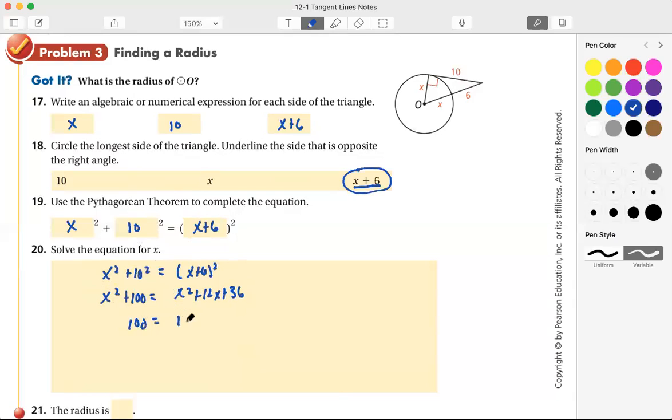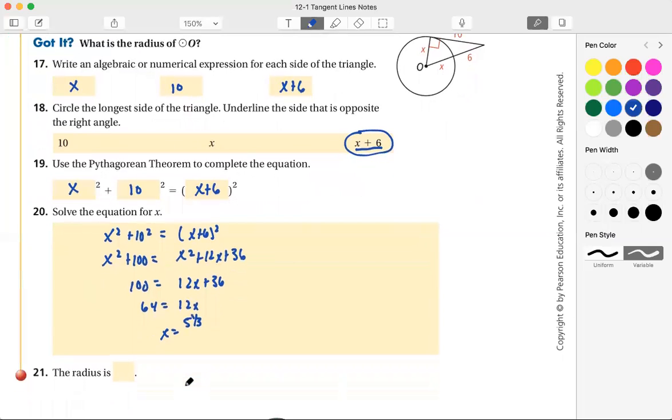So we have 100 equals 12x plus 36. Subtract 36 from both sides. So 64 equals 12x. And we're going to divide by 12. So x equals 5 1/3. So the radius of this circle is 5 1/3.